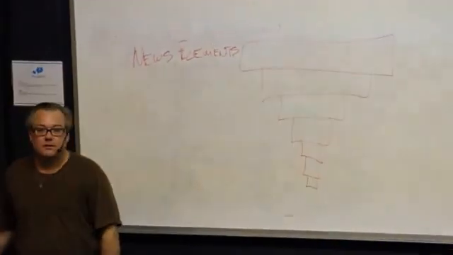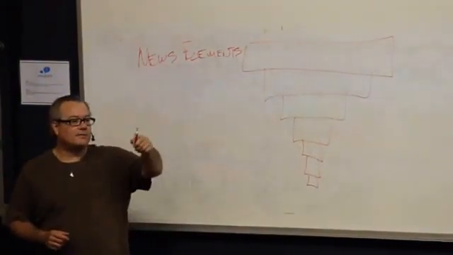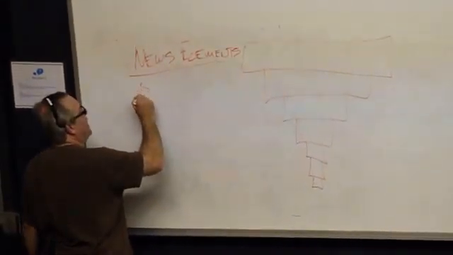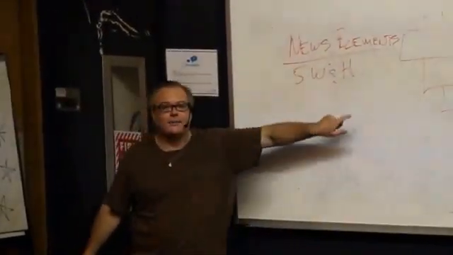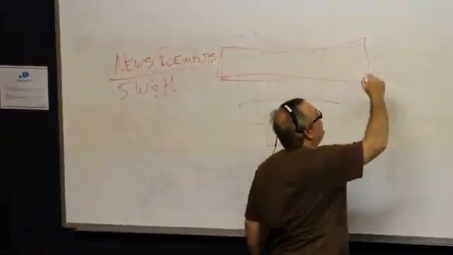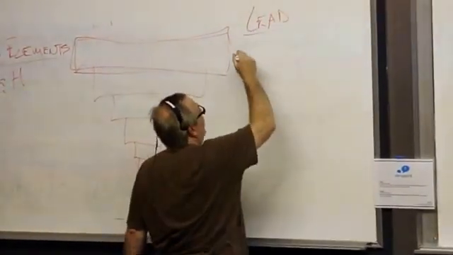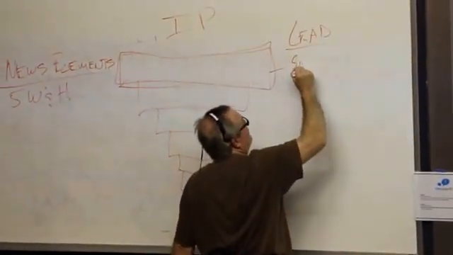News elements. What are news elements? Anybody? Somebody tell me, what's in my first paragraph in an inverted pyramid story? Yes, ma'am. Who, what, when, where, and why. These are the news elements. The 5 W's and maybe an H. All right? Who, what, where, when, and why, and maybe how. That's in this first paragraph, which is called the lead, which is the first sentence or paragraph. And in particular, when you do inverted pyramid, this is called a summary lead.